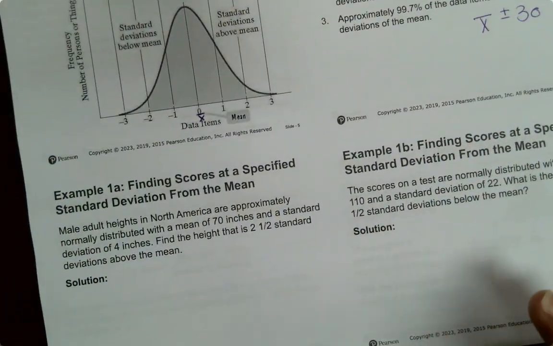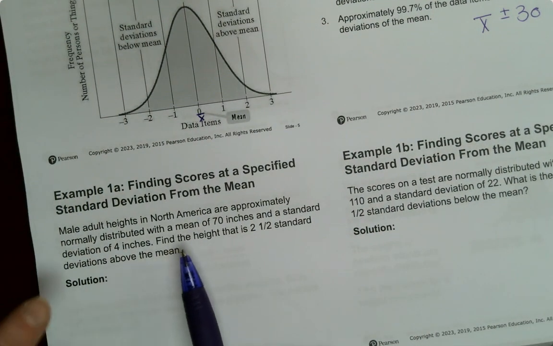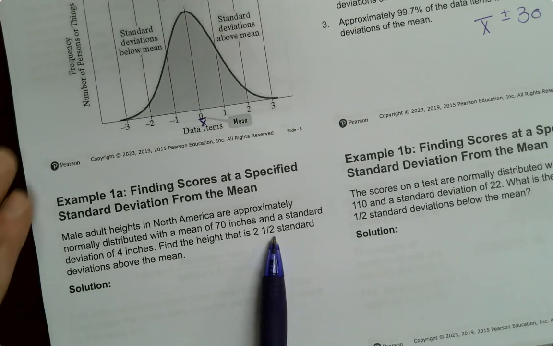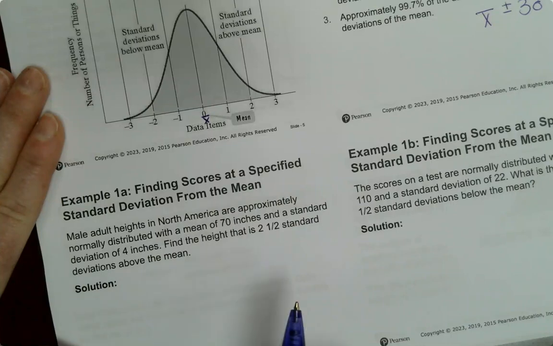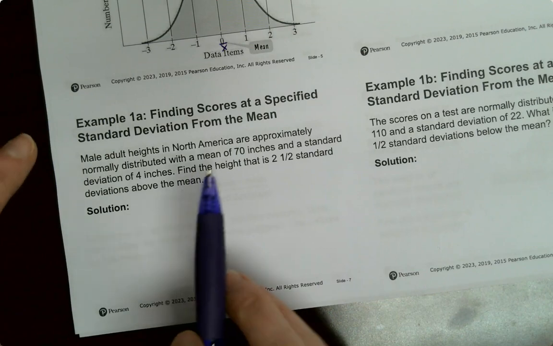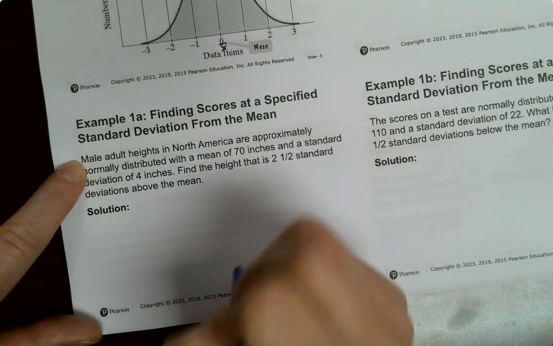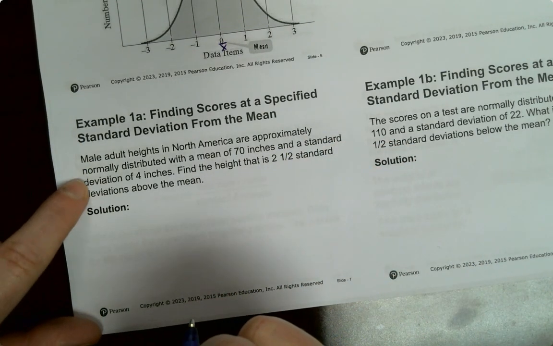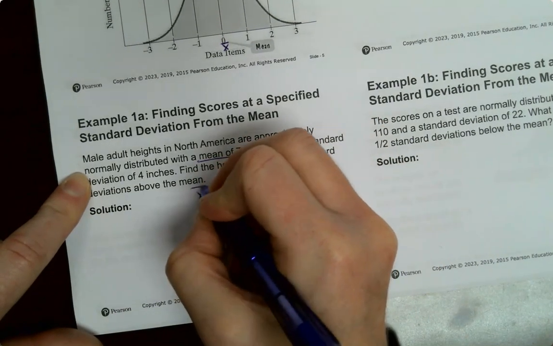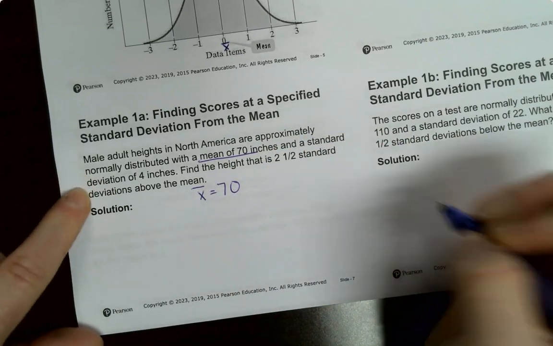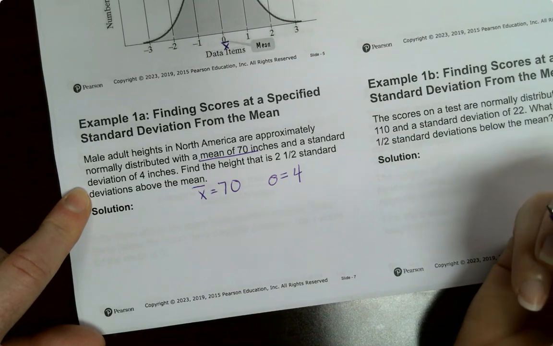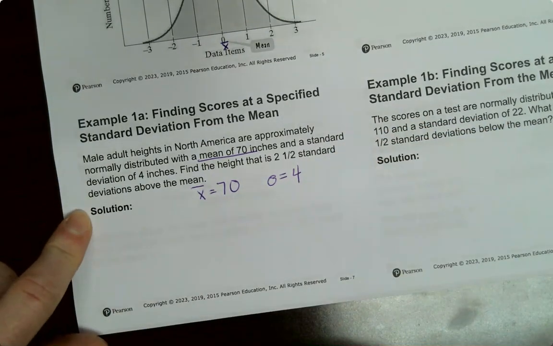So our first example is asking to find the height that's 2.5 standard deviations above the mean. They've given us information, so this is an important thing to pay attention to and write down because it's going to help you. It says male adult heights in North America are approximately normally distributed, with a mean of 70, so I'm going to write x bar equals 70, and a standard deviation of 4. Find the height that is 2.5 standard deviations above the mean.